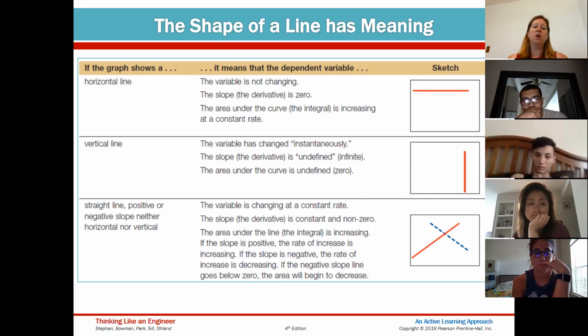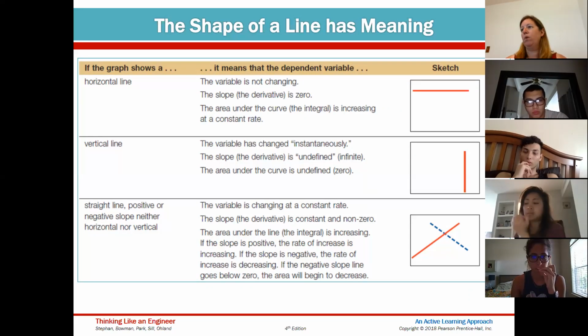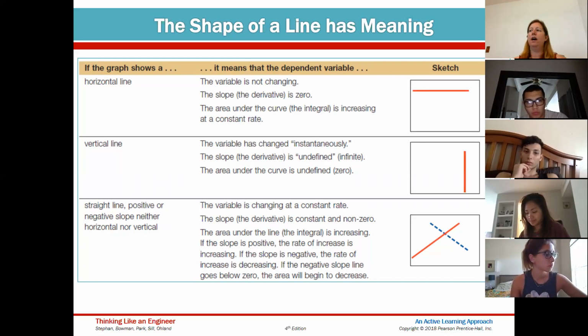And then for our straight line, a positive or negative slope, which is neither horizontal nor vertical, so linear positively or linear negatively, our variable is changing at a constant rate. So the slope or the derivative is constant and non-zero. Then our area under the line is increasing. If the slope is positive, the rate of increase is increasing. If the slope is negative, that rate of increase is decreasing.